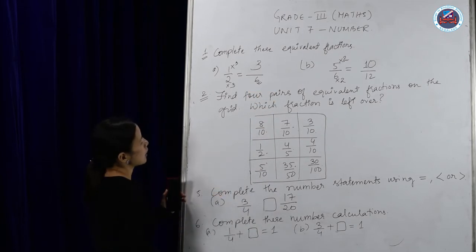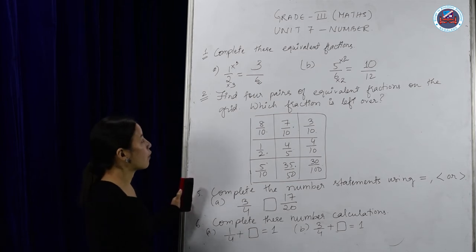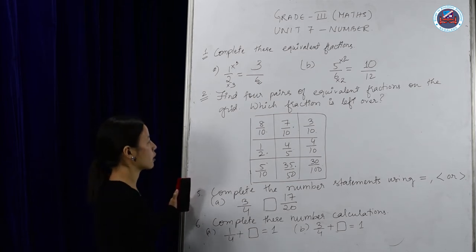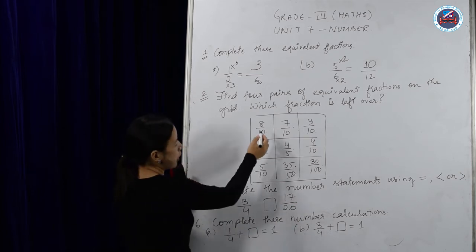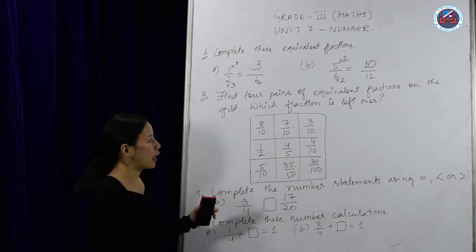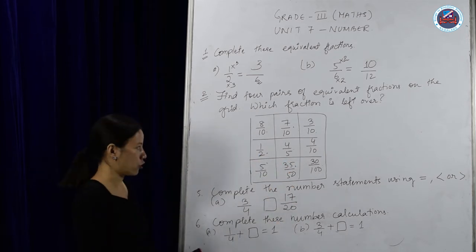Now let's go to this second one. It says find 4 pairs of equivalent fractions. Here the fractions are given. We have to find out 4 pairs of equivalent fractions, okay?